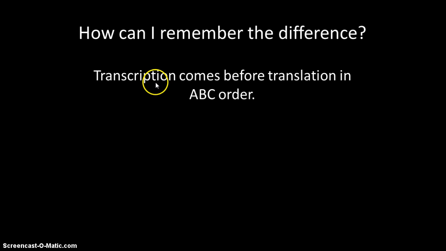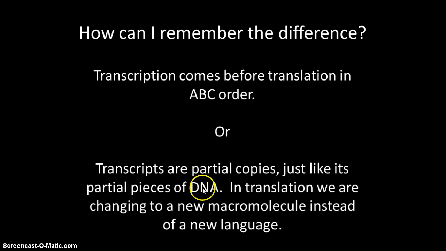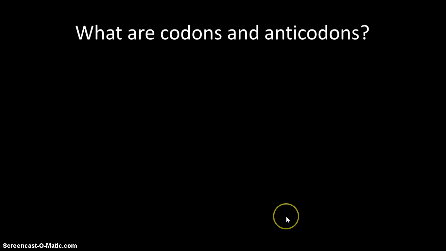Okay, so transcription and translation, I know, they sound really similar. So you have two tricks that I know of to help you remember it. You might know of more, but here's my first trick. Transcription comes before translation in ABC order. So if you can remember that, alphabetically, transcription is first. You can remember that's DNA to RNA, and translation, which is second, comes after that. Or you can think transcripts are partial copies, just like it's partial pieces of DNA. And in translation, we're changing to a new macromolecule instead of a new language.